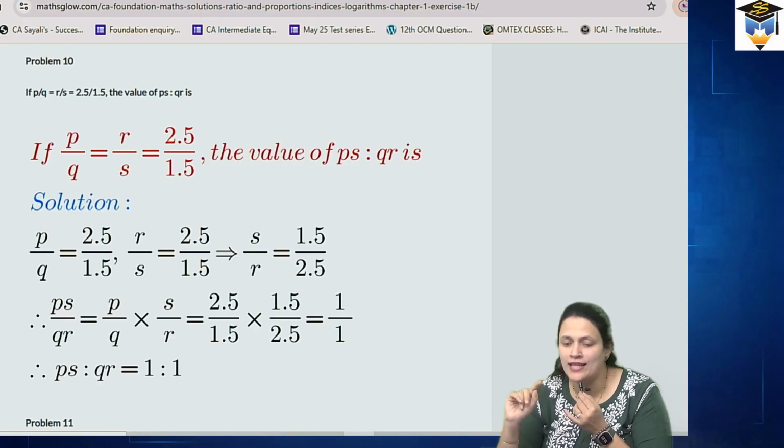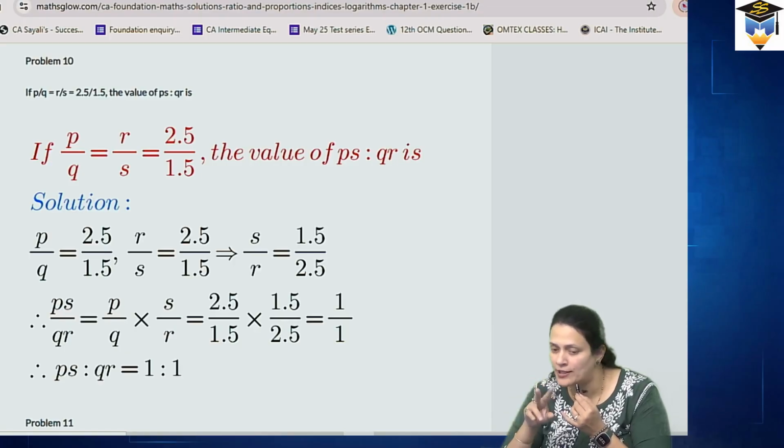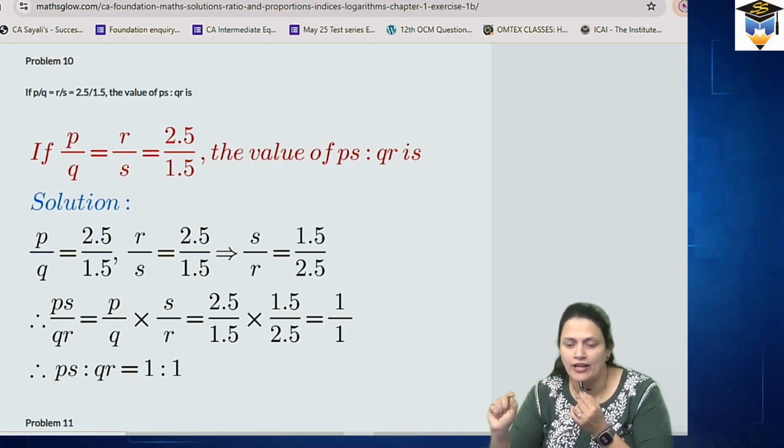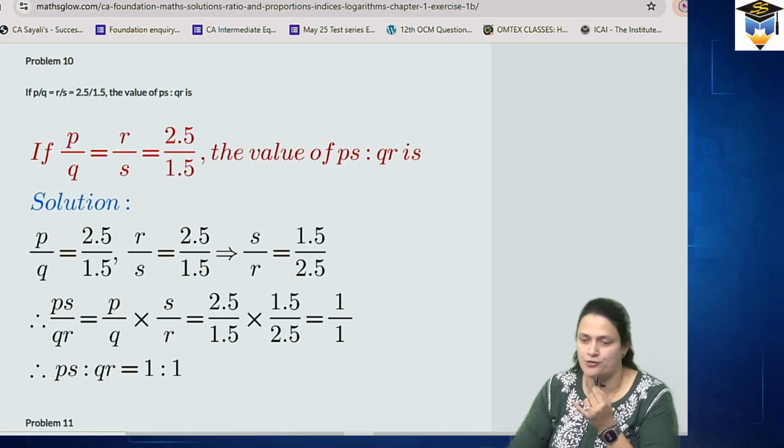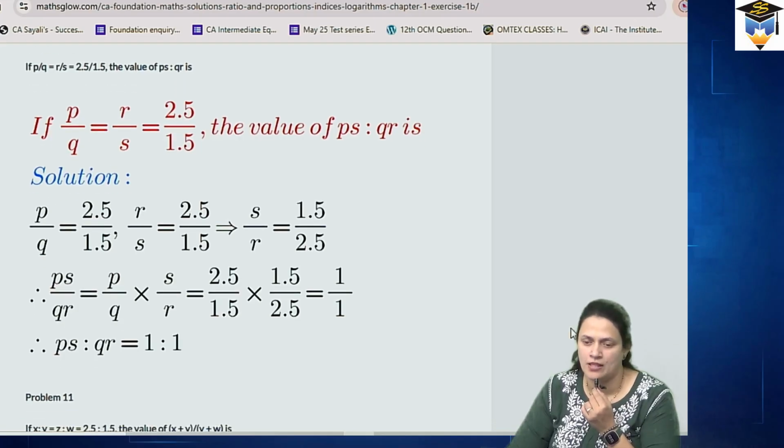Now we have to find out PS upon QR. So that means you have to multiply these two ratios. So 2.5 upon 1.5 into 1.5 upon 2.5, that comes 1 is to 1. Option B is the correct option. So just remember here, you have to take an invertendo and solve it. Because R upon S is given to us, take the invertendo. So S upon R is equal to 1.5 upon 2.5 here.